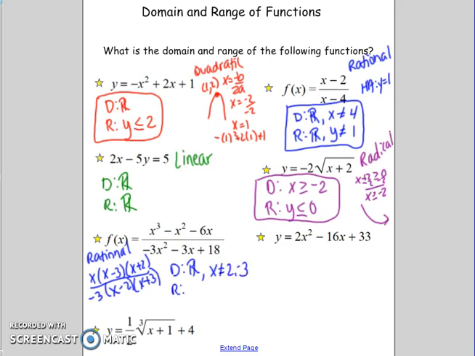And then the range, the top degree is bigger than the bottom degree, so there's no horizontal asymptote. So there is no restriction on the range. So the range is just going to be all real numbers.